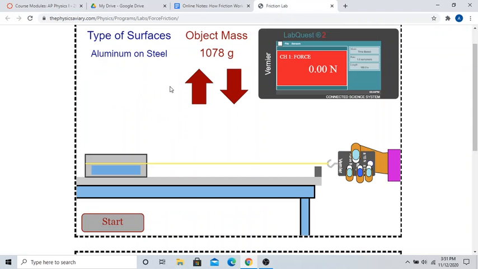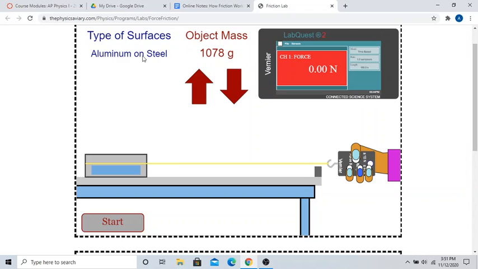If you open up the friction lab, you'll notice it looks something like this. It's got a big object with a rope attached to it, and someone's pulling on it with a force probe. What that means is this is recording how much force it's pulling on the box with. Now there's two things you can change in this scenario.